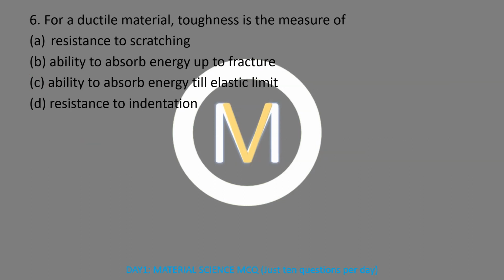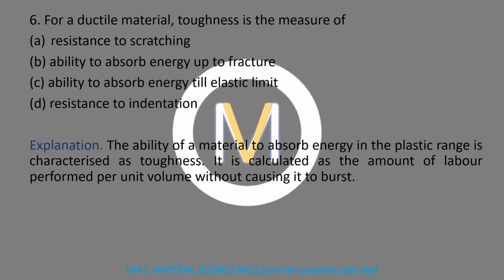Next, for ductile material, toughness is the measure of resistance to scratching, ability to absorb energy up to fracture, ability to absorb energy till elastic limit, and resistance to indentation. So, as we all know, in the stress strain curve, resistance to scratching is actually abrasion resistance. Then next is the ability to absorb energy up to fracture. This part will be the toughness. The ability to absorb energy till elastic limit is, I think, called resilience, and resistance to indentation is actually hardness. So the only option we have is B.